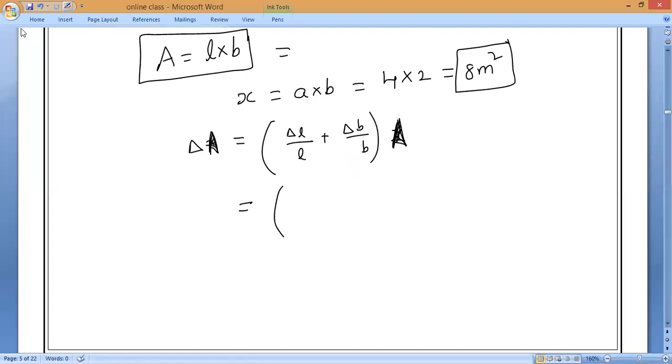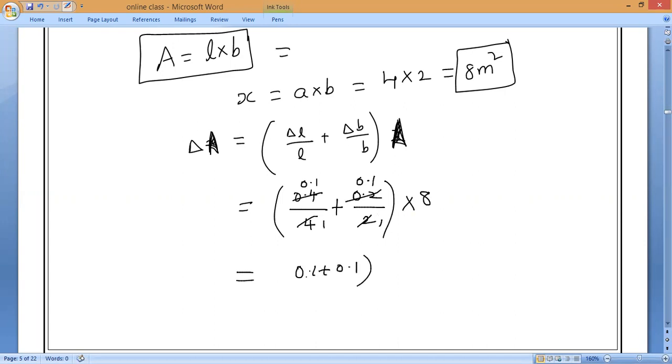Delta L value is 0.4 divided by L value 4, plus delta B value 0.2 divided by B value 2, into A value, how much we got? 8. Now you can say 4 ones are 4, 0.1s, and 2 ones are 2, 0.1s, which is equal to how much? 0.1 plus 0.1 is 0.2. 0.2 into 8, how much? 1.6 square meter.